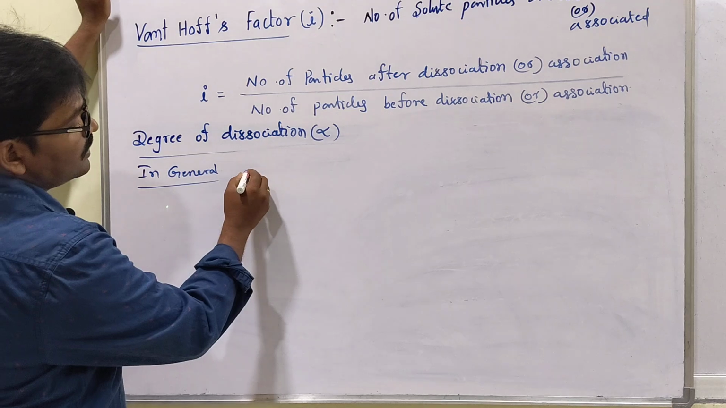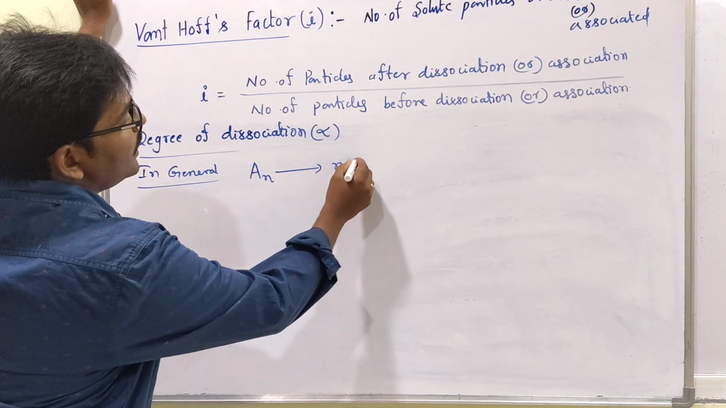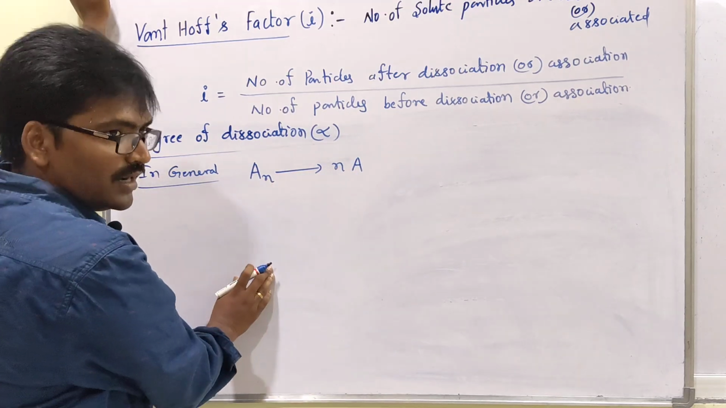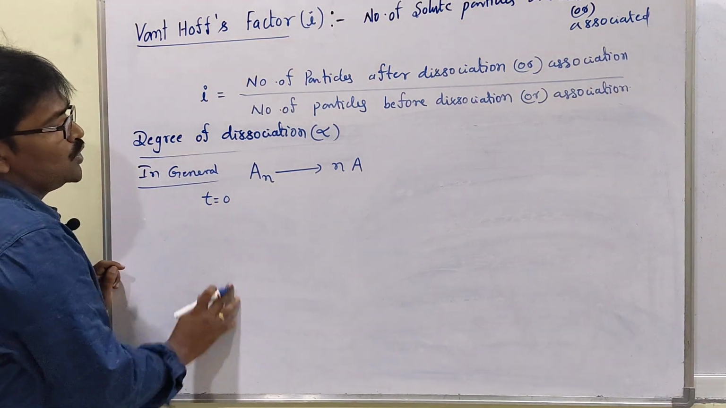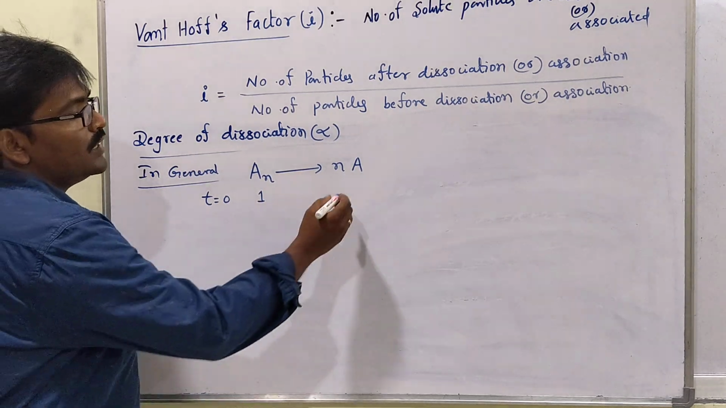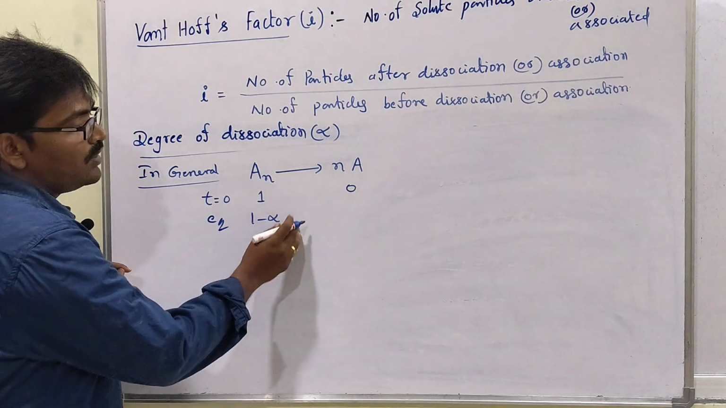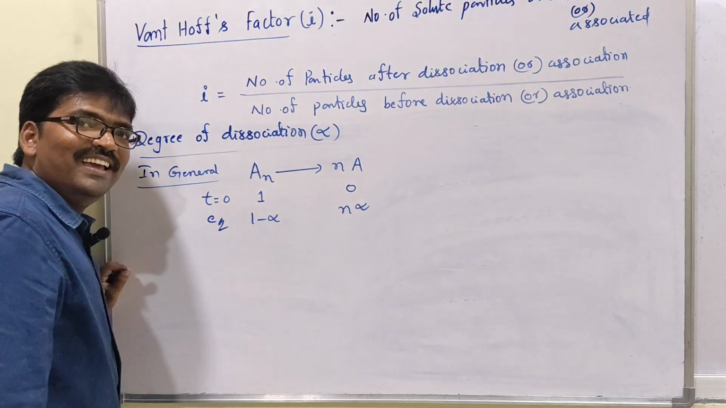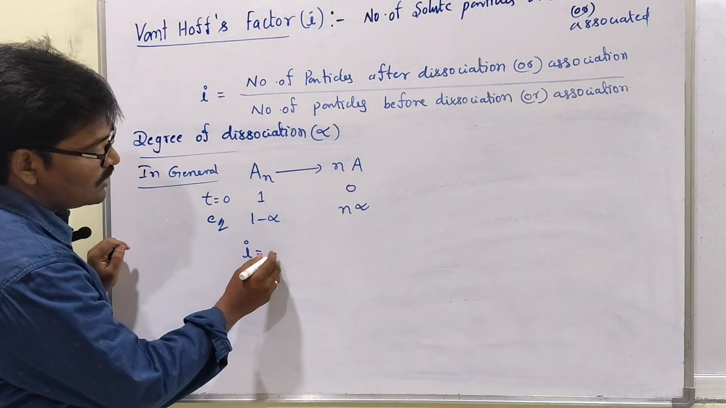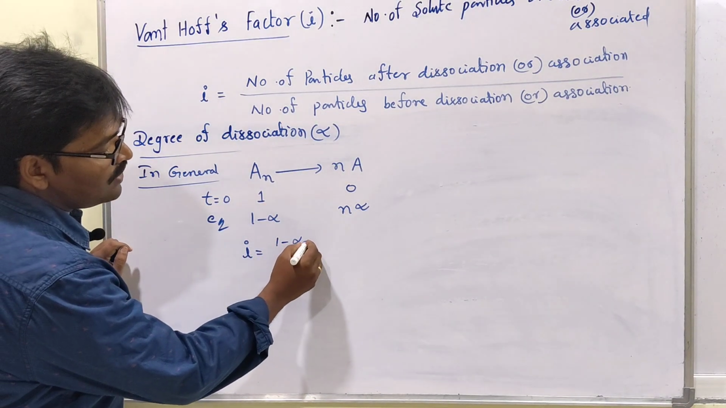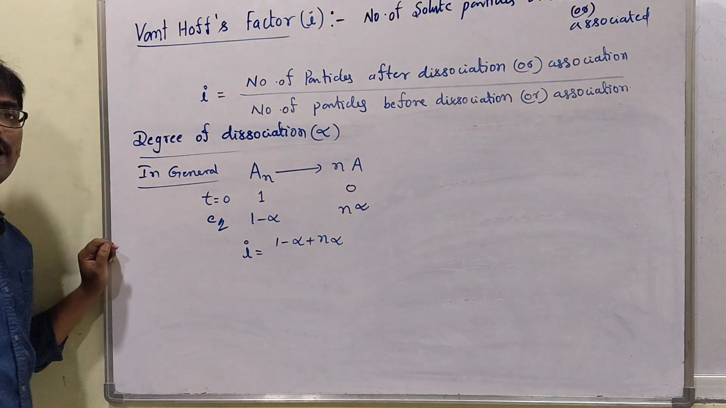Sir, for example, one molecule will be converted into n number of particles. When time t equals 0, only one particle will be there. After some time, it is 1 minus alpha, and here n alpha. Clear? Van't Hoff factor i equals total number of particles, 1 minus alpha plus n alpha, divided by 1, because before dissociation only one will be there.